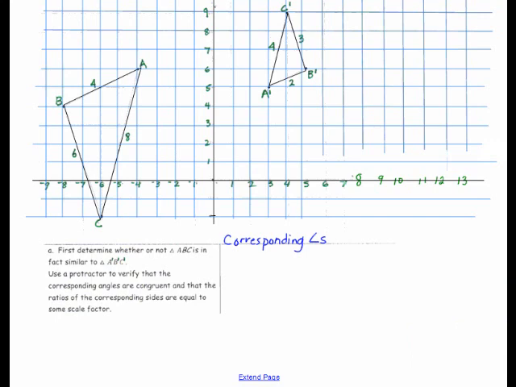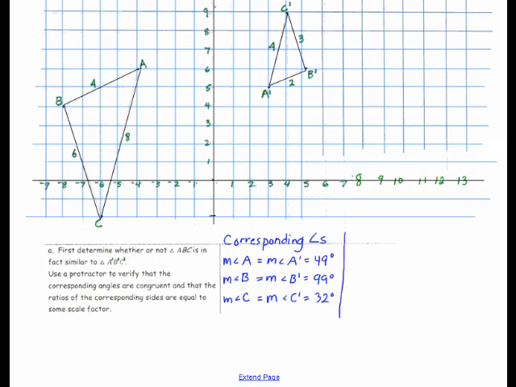I measured the angles first, and this is what I found. The measure of angle A was equal to the measure of angle A', which equaled 49 degrees. The measure of angle B was equal to the measure of angle B', which equaled 99 degrees. The measure of angle C was equal to the measure of angle C', and that was equal to 32 degrees. So my corresponding angles are congruent.